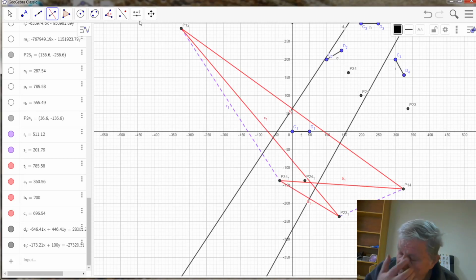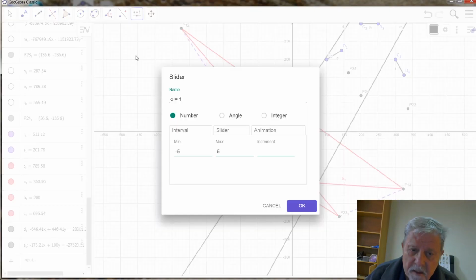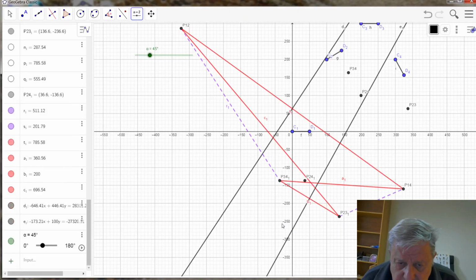Now what I will do is, I will select a slider. I will call it alpha. I hope I haven't used it. So that it is an angle, alpha. It's going to change 360 degrees. No, it need not change for 360 degrees. I'll make it 180 degrees, but I will change it by 0.5 degrees. Okay?